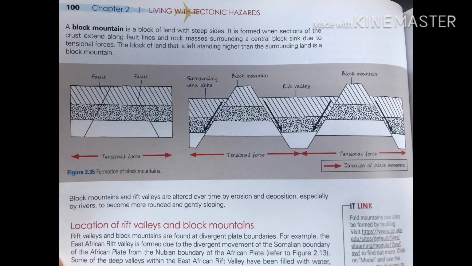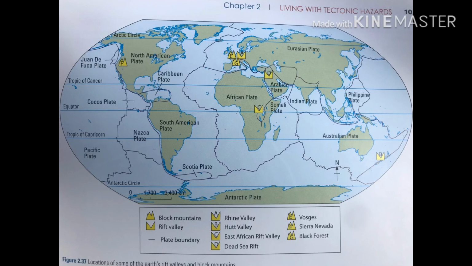Note, this doesn't mean the block mountain is pushed upwards. The block mountain is simply left behind in its original place. The resultant perceived elevation is as a result of the sinking of the rift valleys by the side of the block mountain. So once again, this is tensional force. This is the final diagram for tensional force, formation of block mountains.